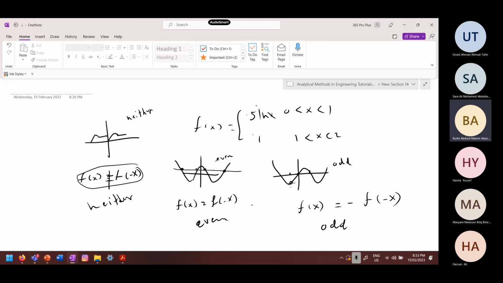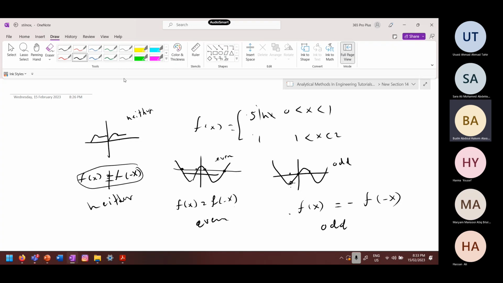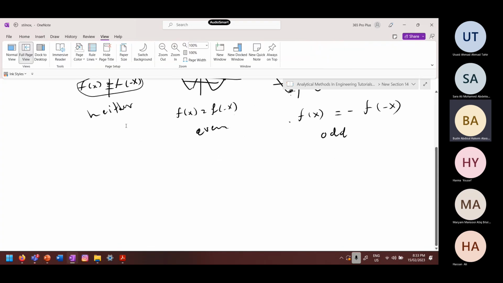You can apply it here and here, but this will be in easier functions, like in sine x. Is it even or odd? Cosine x. Is it even or odd? X to the power 4. Is it even or odd? X to the power 3. These are easy to evaluate. Maybe just by your experience, you can understand that this is odd or even.